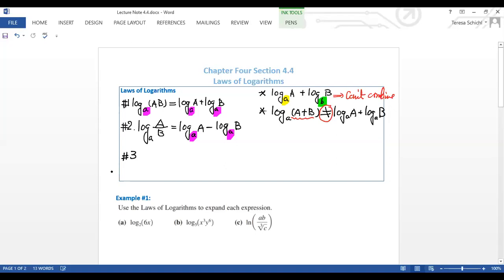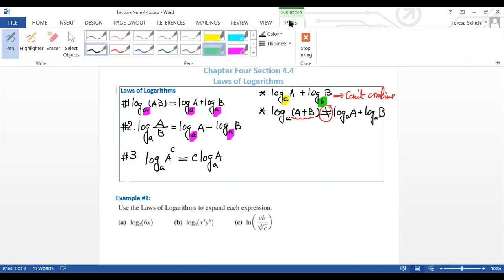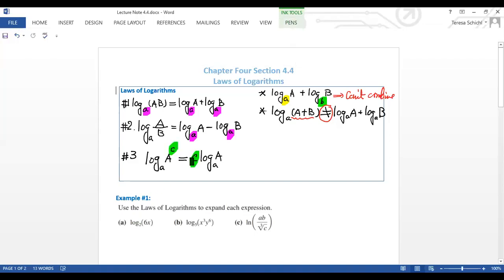Law number three is also very important. If you have log base a of A to the exponent C, the third law tells you that you can bring this exponent out. So you can say this is C times log base a of A. The exponent inside the log, you can take it out as a multiplication.